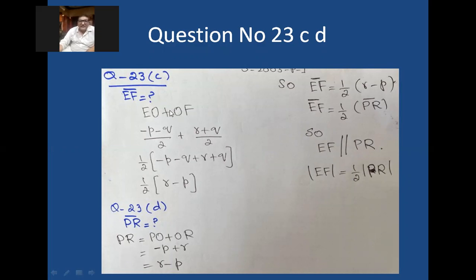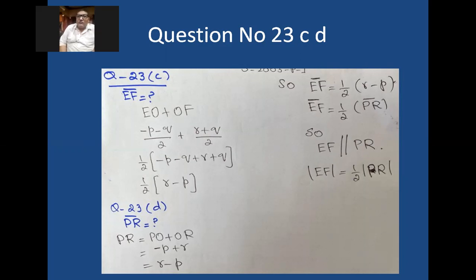That's the bypass. So I know the OE value, the EO value will be opposite of it, so I will change the signs. I have changed the signs here. So minus P minus Q divided by 2 plus OF is R plus Q divided by 2. So I will have 1 by 2 taken common: minus P minus Q plus R plus Q. The Q and Q will be cancelled, so you're left with R minus P only. So 1 by 2 (R minus P) is the value of EF.